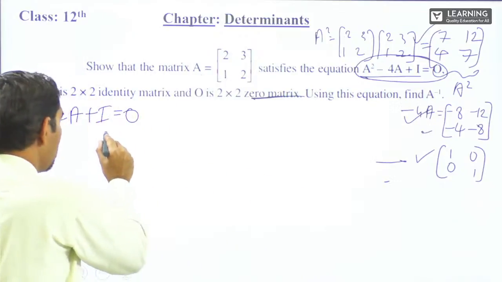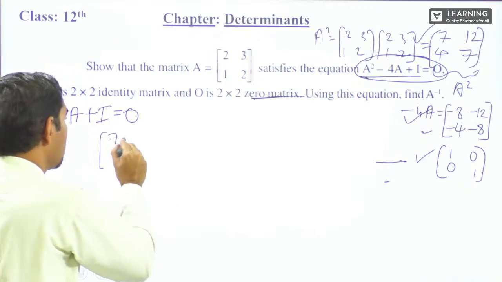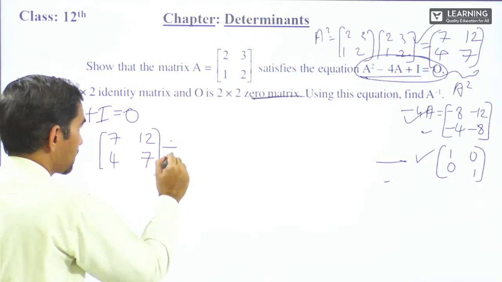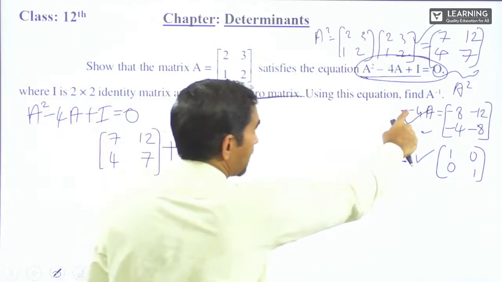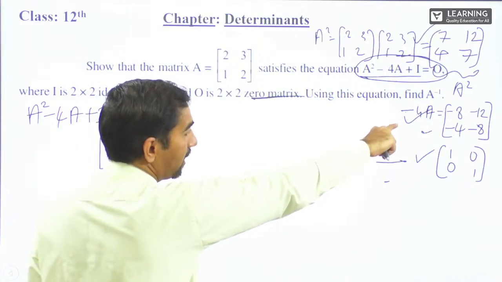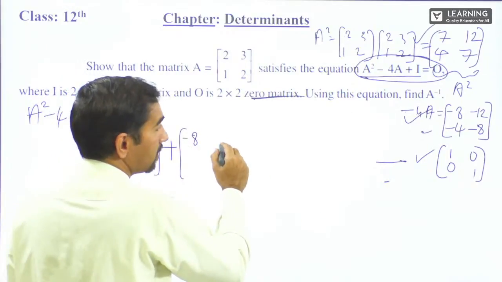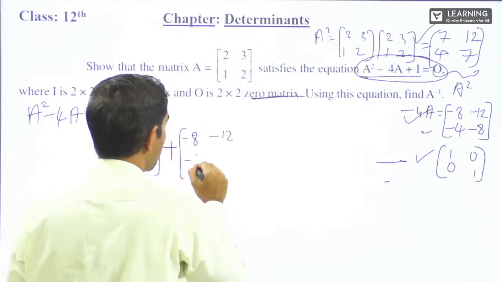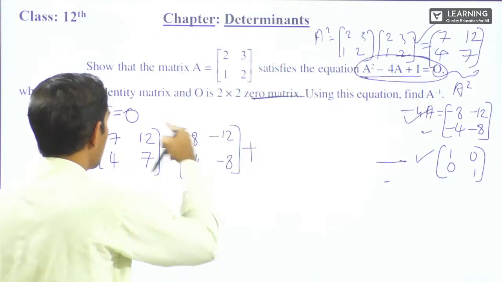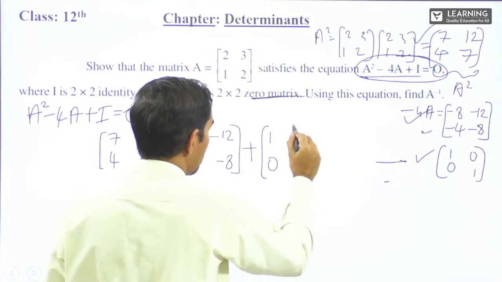So in the place of A square, we can write 7, 12, 4 and 7. Plus, minus 4 is already multiplied with A, so we are writing a plus symbol here. We'll be getting minus 8, minus 12, minus 4 and minus 8 again. Plus I is there. What is I? Identity matrix of order 2 cross 2, 1, 1, 0 and 0.